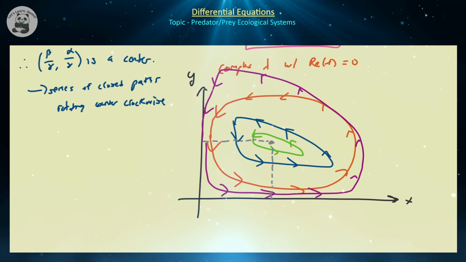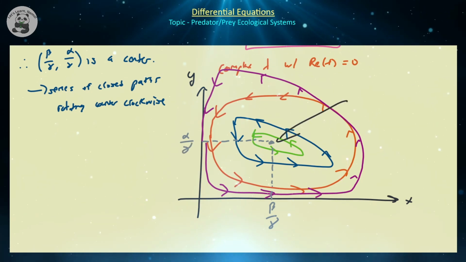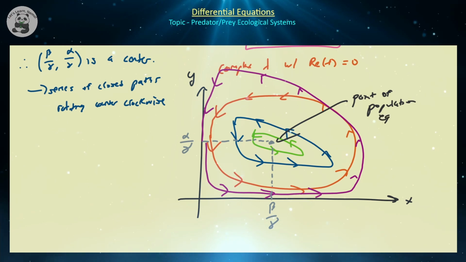We already know what that x value is. That x value is beta over gamma, and then we have alpha over gamma. This point sometimes has a famous name: it's a point of population equilibria. If you can reach that particular population, for example with an initial condition, that means the populations will stay non-extinct, non-increasing, non-decreasing for all of eternity, right?